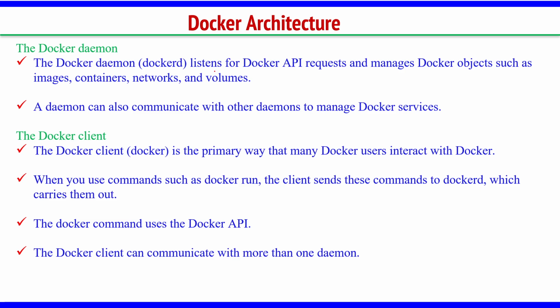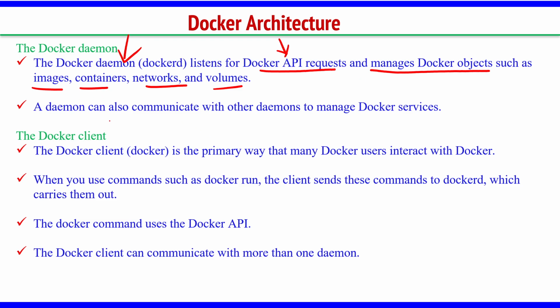What is the Docker daemon? The Docker daemon listens for Docker API requests and manages Docker objects. What are Docker objects? Image, container, network, volume, all these are Docker objects. Who is sending the API request? The client. When you give a command to Docker, the command is given to the daemon. The daemon takes that command and manages the objects. Let us say you give a command to create a container, it will create it for you. You tell it to delete a container, it will delete it for you.